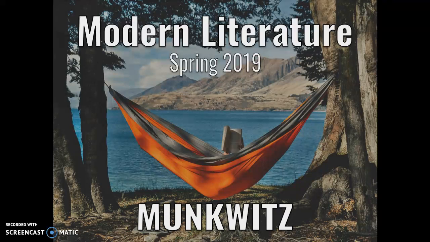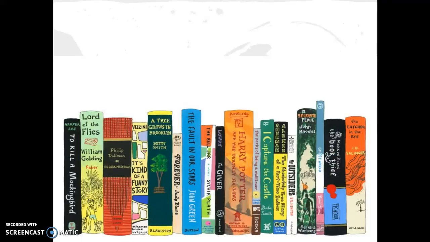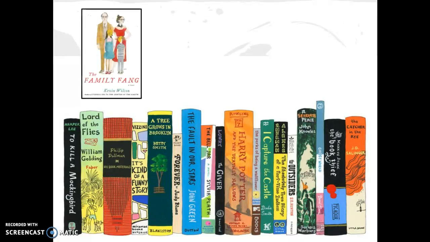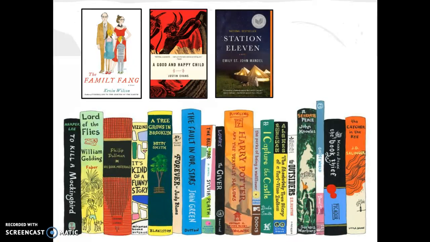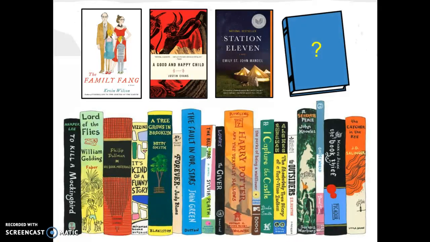Over the course of the semester, you'll read 3 teacher-selected novels and 1 self-selected novel, which will serve as the anchors for each unit. You will also encounter supplemental readings and media to enhance your experience with each anchor text. In the order that we'll read them, the course texts are The Family Fang by Kevin Wilson, A Good and Happy Child by Justin Evans, and Station 11 by Emily St. John Mandel. The last unit will be the choice book.